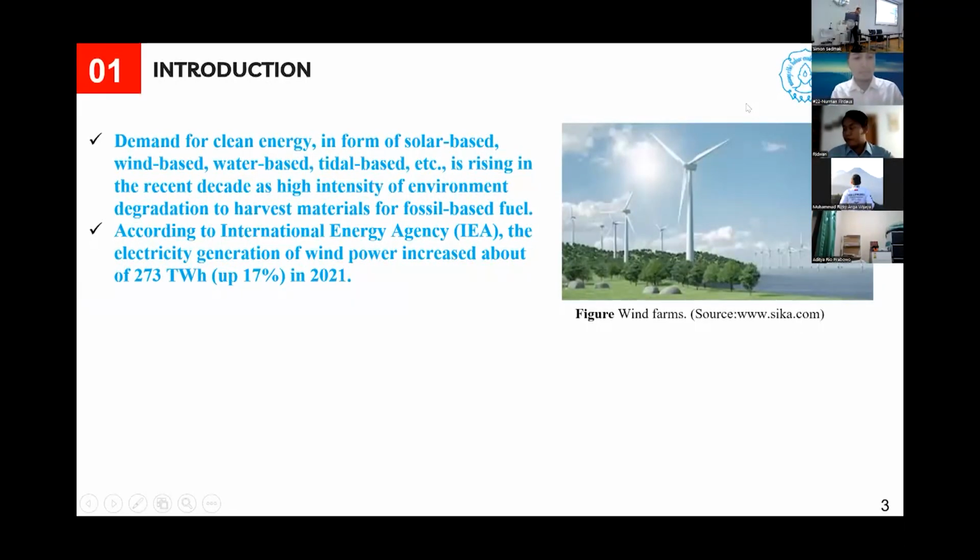We know that most of the fossil-based energy reservoirs and several producing countries have experienced a decline in exploration. Therefore, currently most countries are looking for and studying clean energy, and the demand for solar-based, wind-based, tidal-based energy and so on is rising in the recent decade, due to the high intensity of environmental degradation to harvest material for fossil-based fuel.